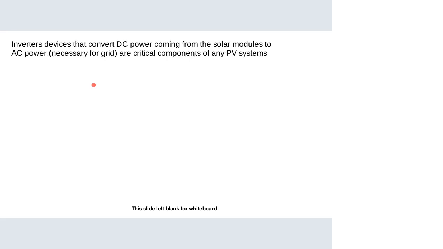Used to convert DC power, the form of current that is received from the solar panels, to AC power necessary for the grid and other critical components of the PV system. There it is, the general description of an inverter.